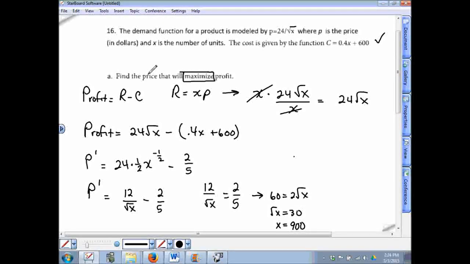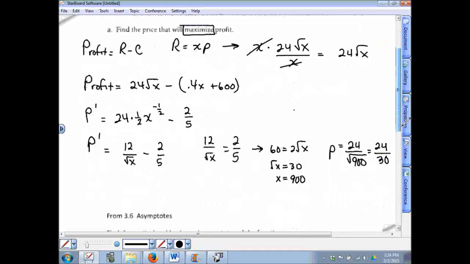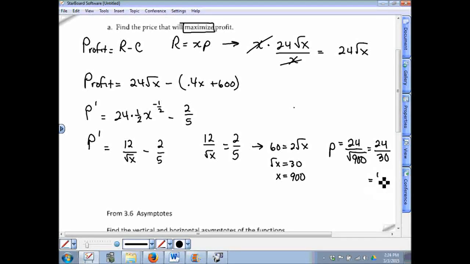The question though is asking for what price that would be. So now we take 900 and plug it back into the price function, the demand function here. P is equal to 24 divided by the square root of x, and x is 900. Square root of 900 is 30, so it's 24 over 30. That simplifies to 4/5. 4/5 is the same as 8/10, so that's 80 cents.